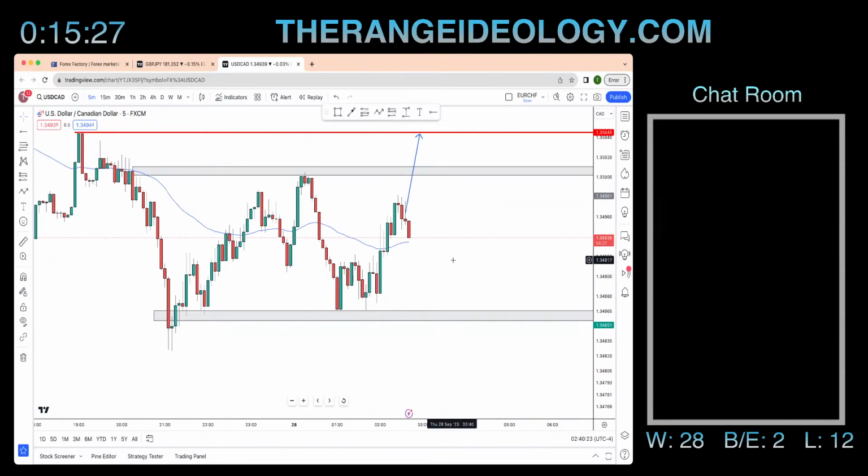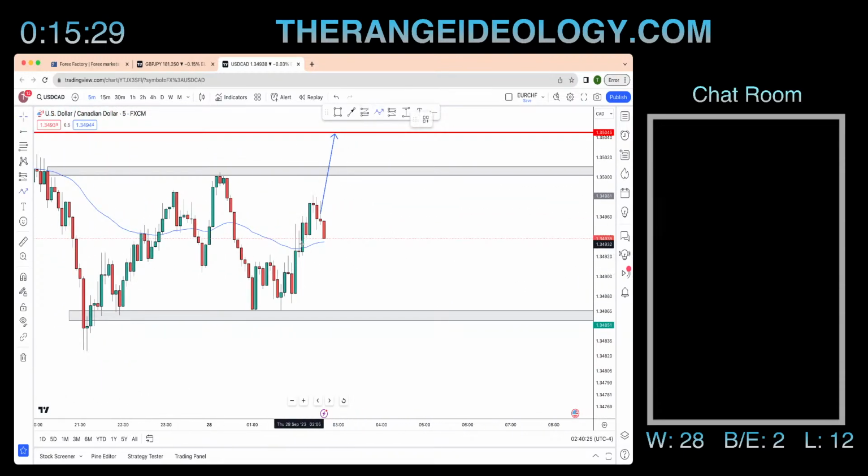So either way, if USD CAD comes below here, I could look for buy stops, because we could see that there's a potential touch at the top end of the range here, and to fill up these non-wick candles as well, and then continue the push down. So both ways, I can consider a position here.